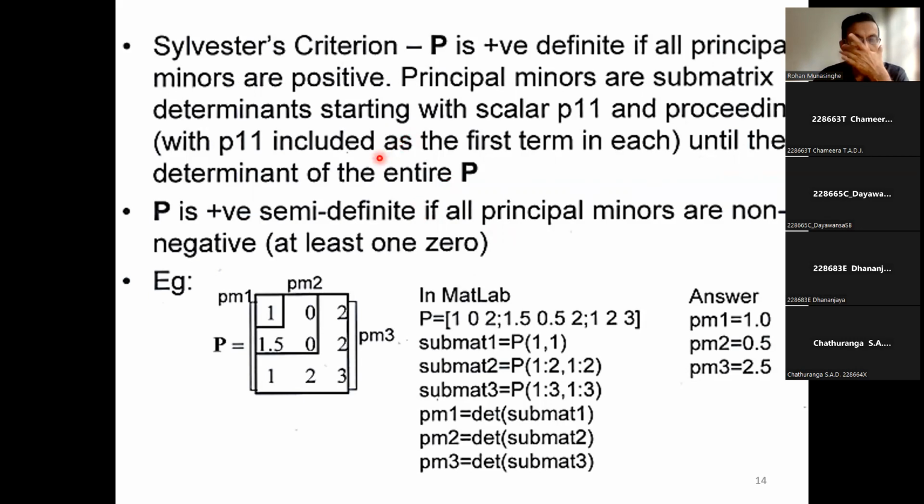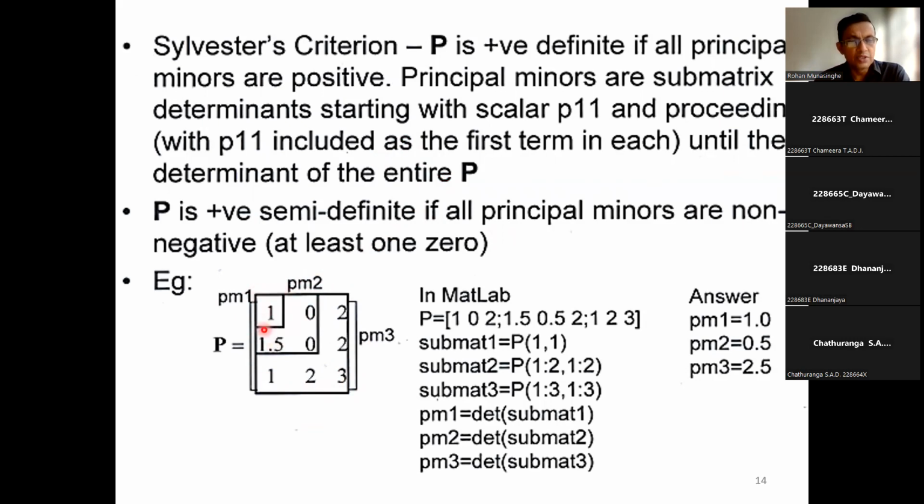So, sorry, it's a square matrix, right? It's a square matrix, not a symmetric or diagonal, right? It's a square matrix. So if you want to find out whether it is positive definite or not, this is what you do.